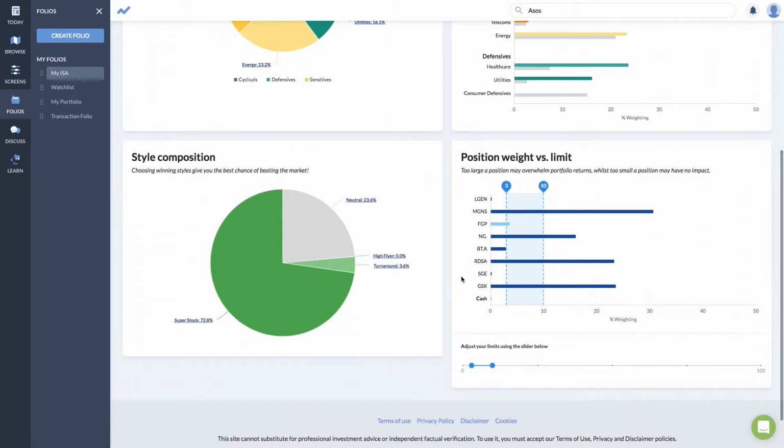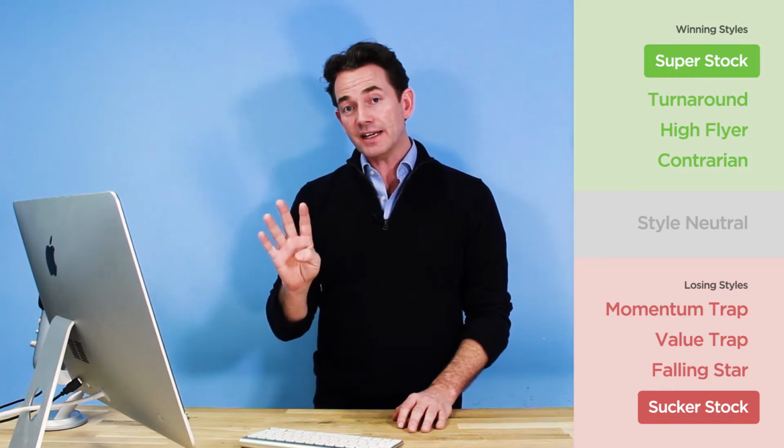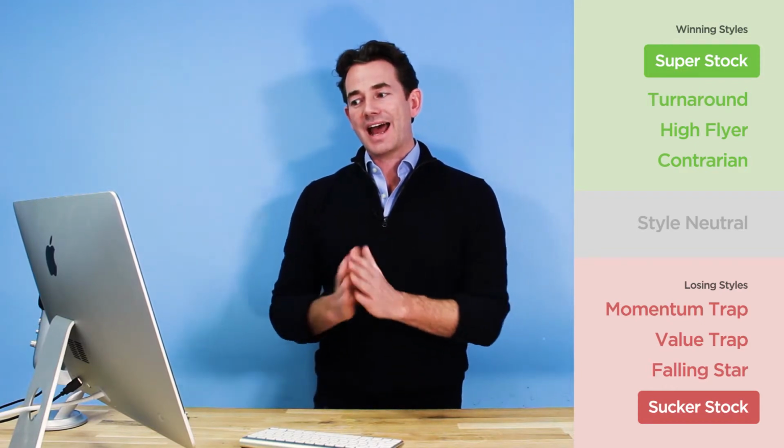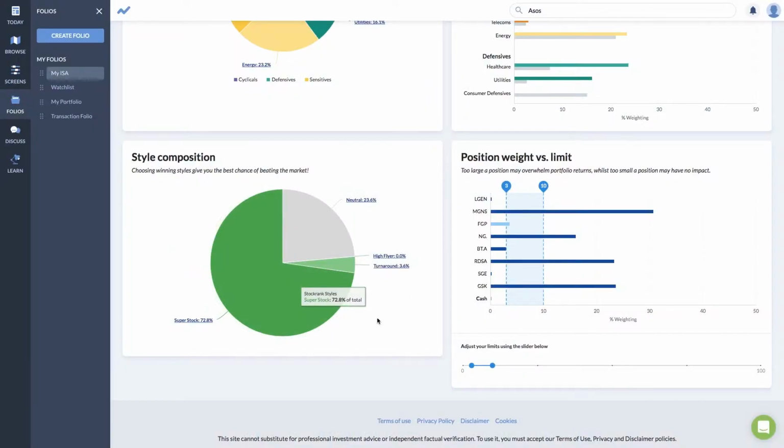A little bit further down the page, you can see the stock rank style composition. I don't have time to go into the stock rank styles here, but we do categorize the market into 4 winning styles of share and 4 losing styles of share. In this report, the winning styles will be in green, the losing styles in red, and the style neutral unclassified in gray. You can see this portfolio has a very heavy weighting to what I call super stocks, which are good quality, good value, and good momentum, and it has no red losing style types of shares.